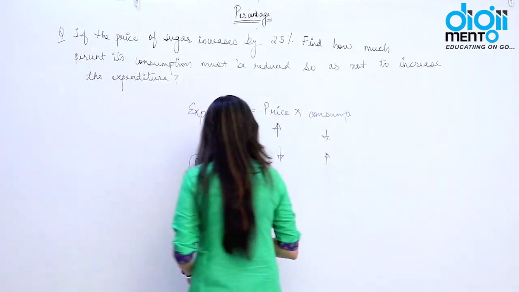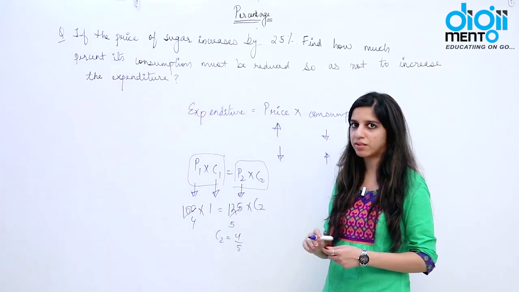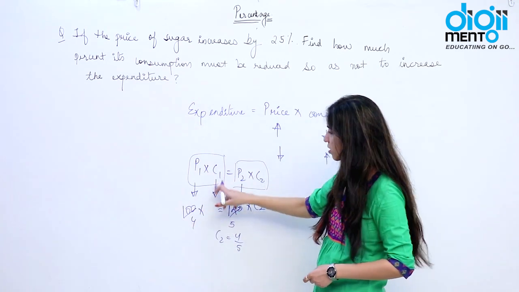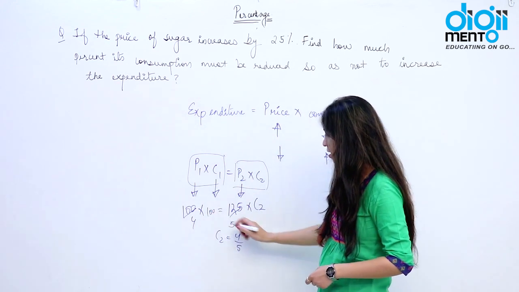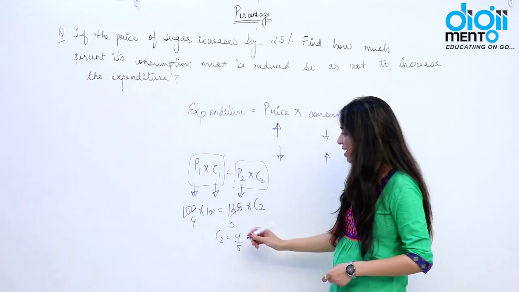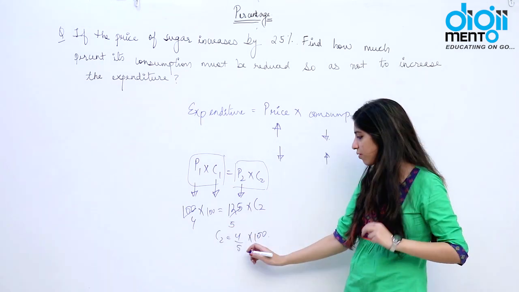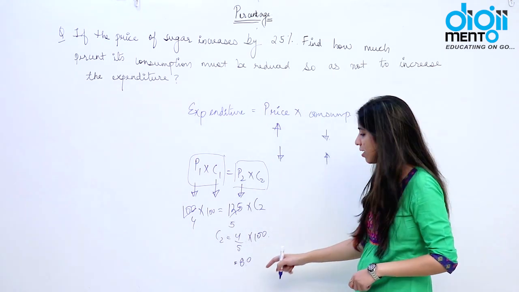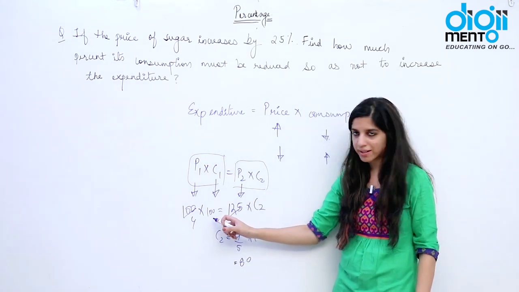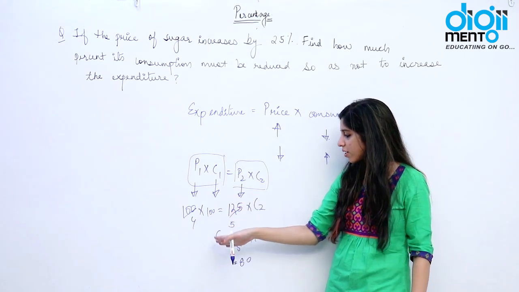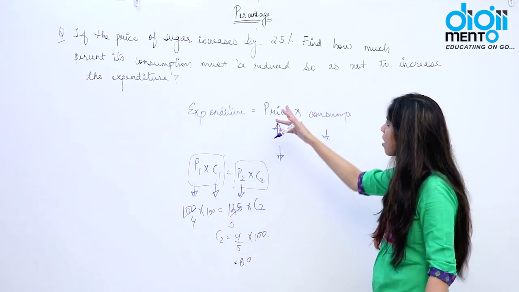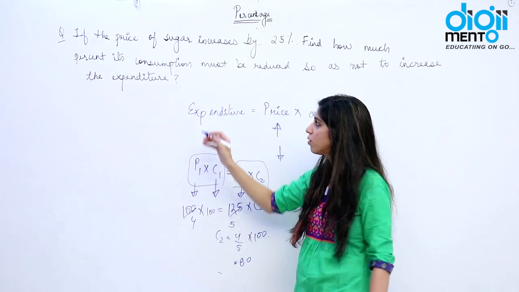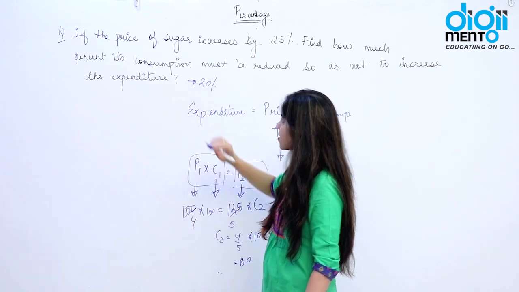If you want to find this directly in terms of percent, what can you do? You assume the initial price to be 100, and the initial consumption also to be 100. Now this C2 is going to be 4 by 5 into 100. Since initially it was also 100, whatever value you get, what value am I getting? 80. You are going to get 80. Since your base was already 100, the C2 became 80. Now they are asking how much percent it should be reduced. It reduced by 20, base was already 100, so directly the answer is going to be 20%.